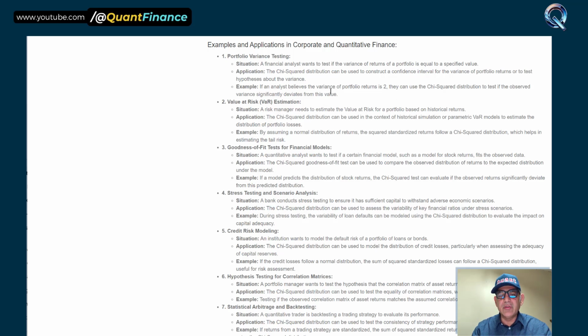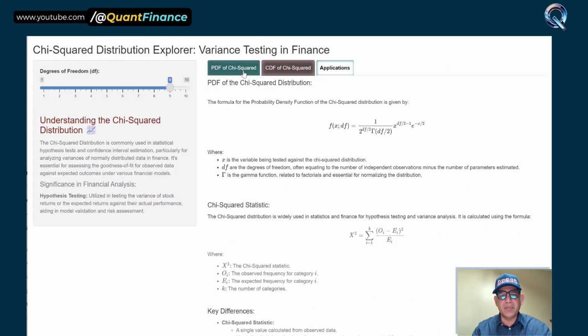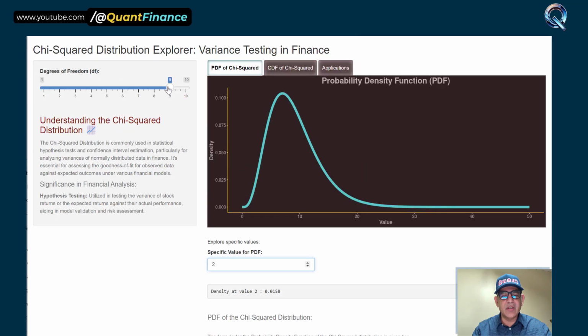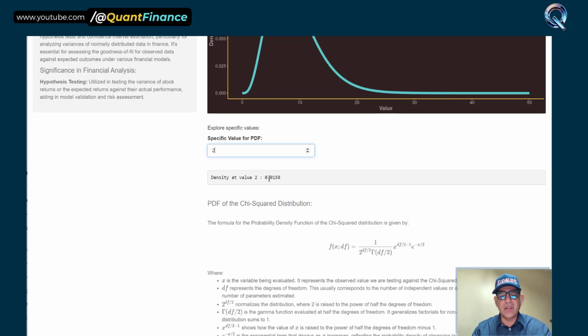This way you will observe the variance of portfolio returns. Your observed value is 2, and you test it against the benchmark and see how significantly it deviates from the benchmark. Here in the PDF we can do that. We can take the observed value, 2 for us, the benchmark of 1.5 and the degrees of freedom as 9, and then we can see this value, 0.0158.